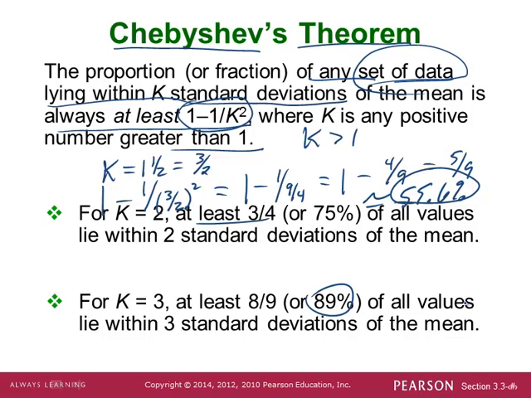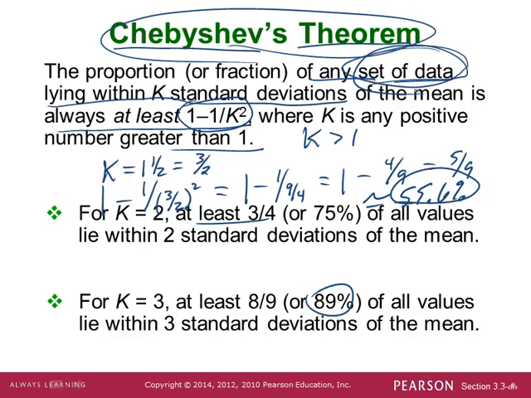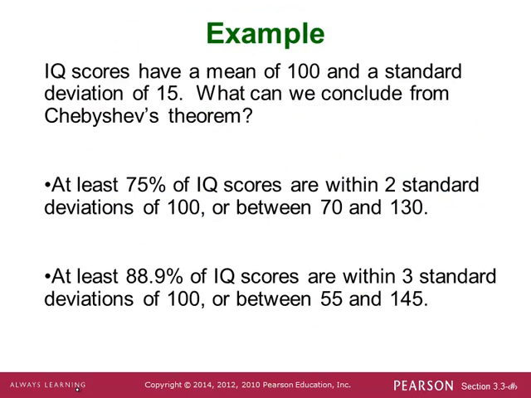And this is not just for those nice bell-shaped distributions, but this is for any set of data. It's for any distribution. So it could be a really screwed up multimodal, heavily skewed distribution. Doesn't matter. This is a nice general result, and one of the reasons why it's so important. Here's another example.